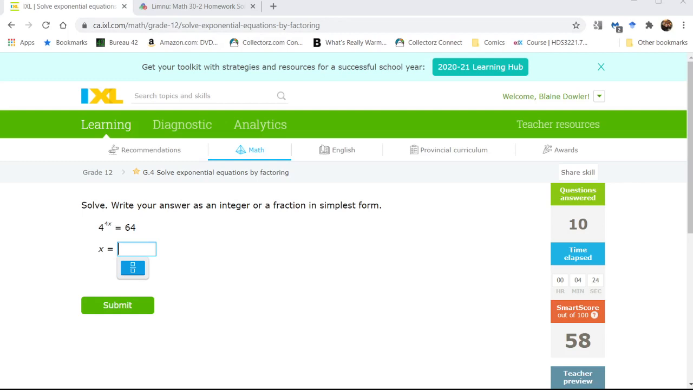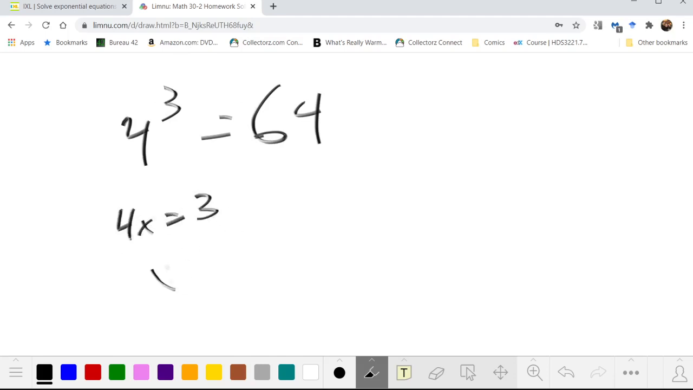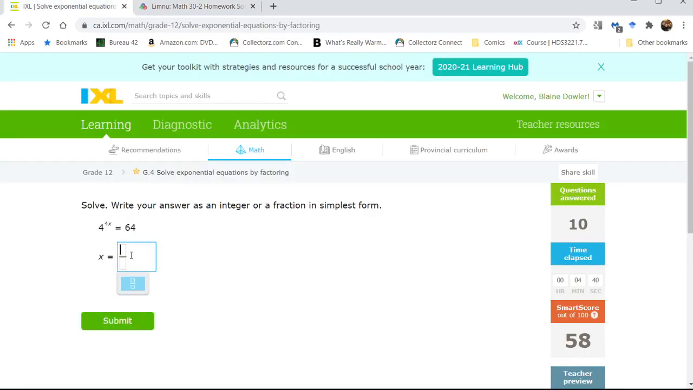We have 4 exponent 4x equals 64. Well, we know that 4 cubed equals 64, therefore 4x equals 3, and x equals 3 over 4. So that is our fraction, 3 over 4.